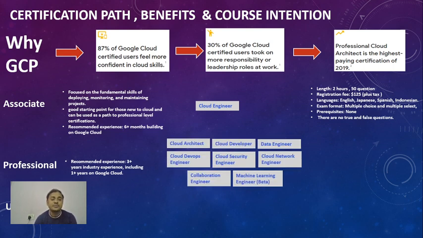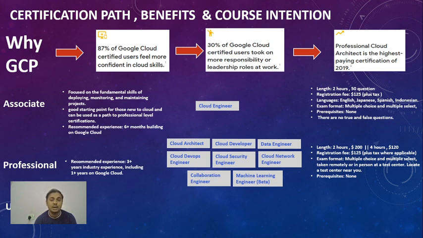You have multiple options for professional certification, and you can choose any one of these based upon your experience. If you look into it, all the professional certifications are 2 hours and $200, except these two certificates, collaboration engineer and machine learning engineer. They are $400 and $120. They provide you a discount, and the questions are lengthy and the time as well.